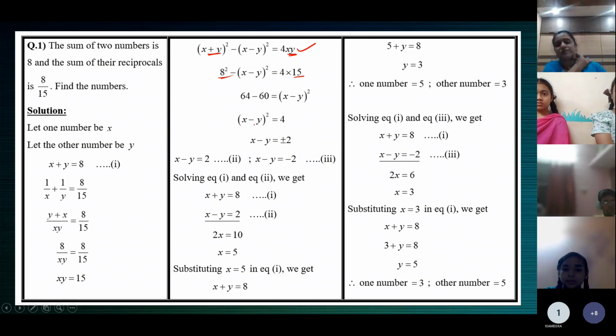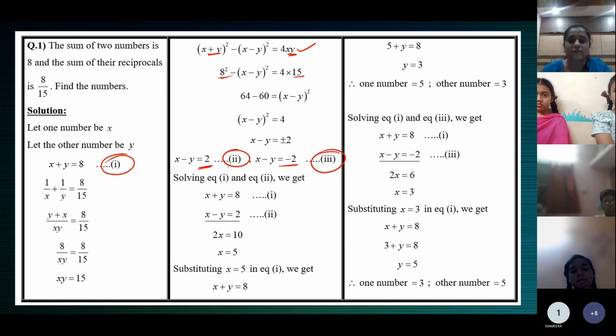Since it's x minus y the whole square, x minus y will be the square root of 4, which is plus or minus 2. So you get two equations: x minus y is plus 2, x minus y is minus 2. We already have equation 1. Now we have 2 and 3. You should not solve 2 and 3.